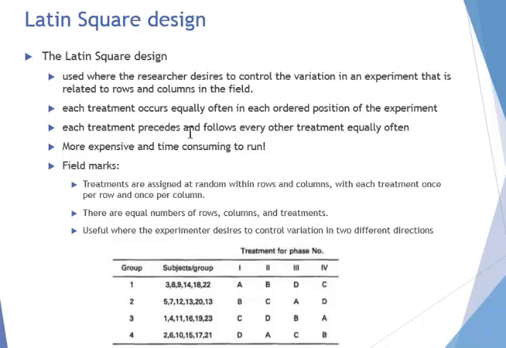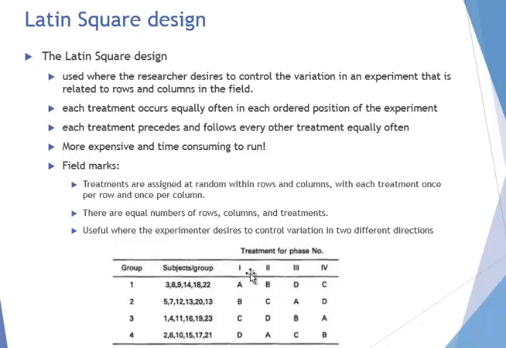Each treatment precedes and follows every other treatment equally often. So in my example, where there are 4 dependent variables and 4 independent variables, in other words, 4 possible results and 4 things that you're factoring into the equation, you'd really have to establish the experiment 16 different times. And for that reason, obviously, it's much more expensive and time-consuming to run, since you have to run it so many more times. Treatments are assigned at random within rows and columns, each treatment once per row and once per column, and of course they're equal numbers.